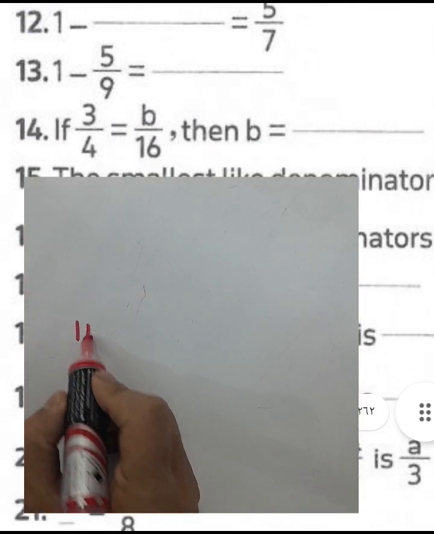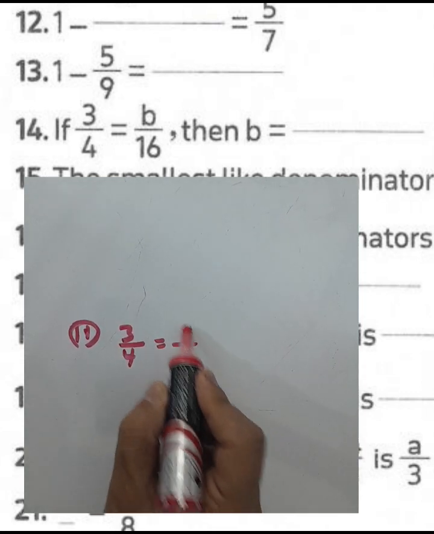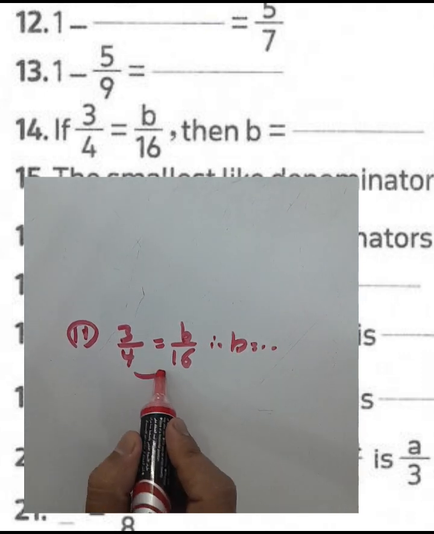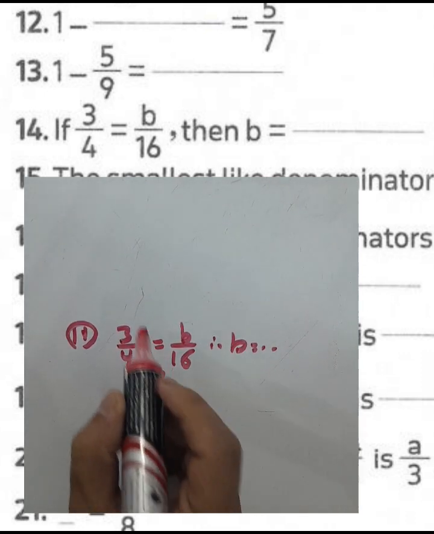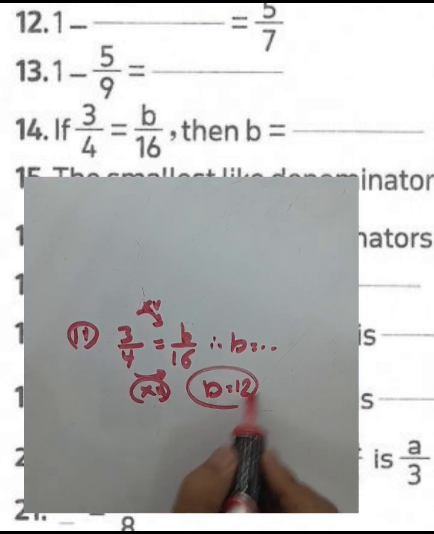Question 14. If 3 over 4 equals b over 16, then we can find the value of b. 4 times 4 equals 16, and then 3 times 4 equals 12. Then the value of b equals 12.